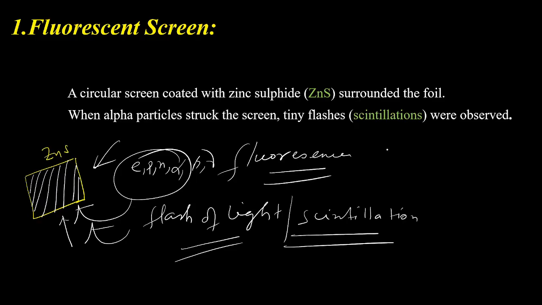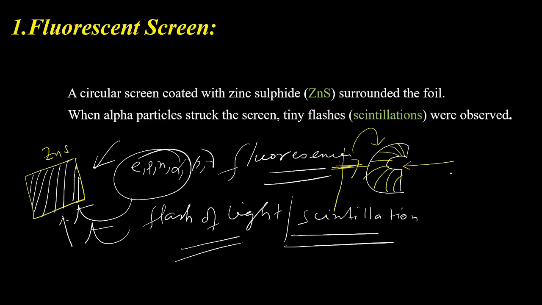Rutherford, in his experiment, used a circular screen. That circular screen was coated with zinc sulfide like this, so that any tiny moving particle like an alpha particle, if it comes and hits this circular screen, a flash of light would be observed. That circular screen was arranged in such a manner that it can rotate in a circular path along an axis like this.